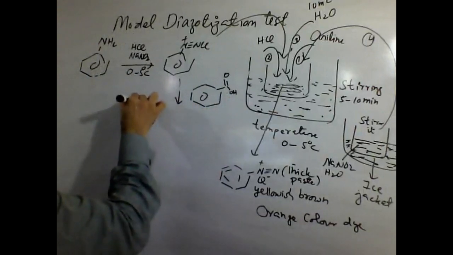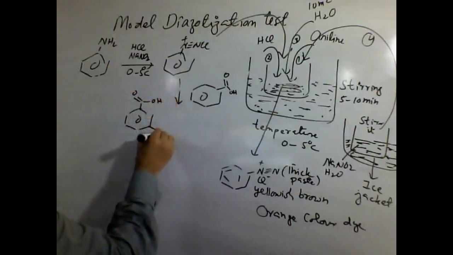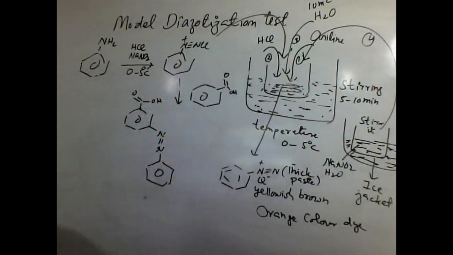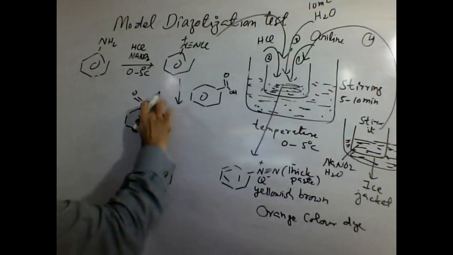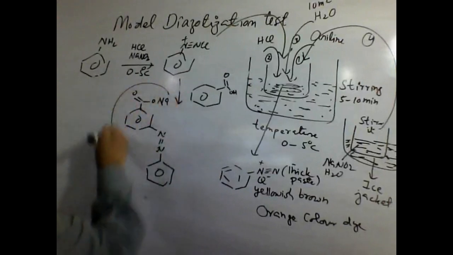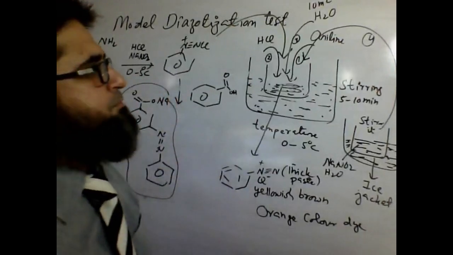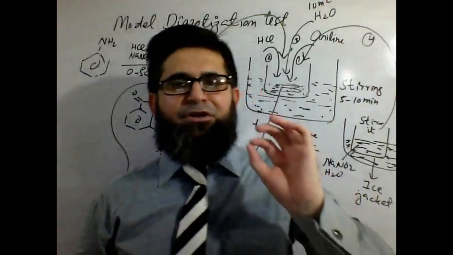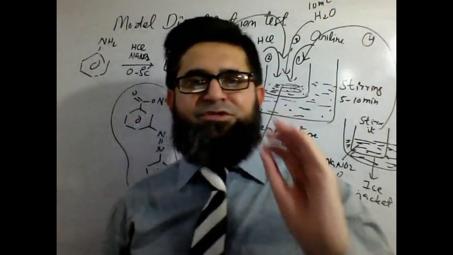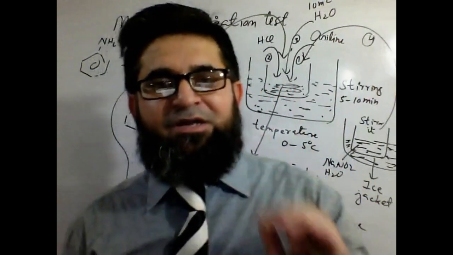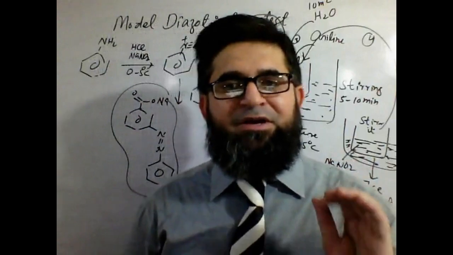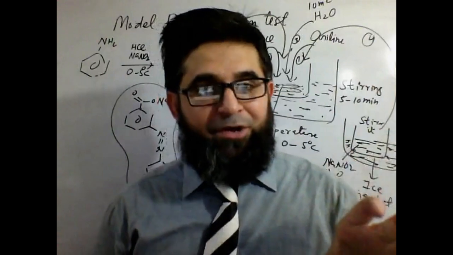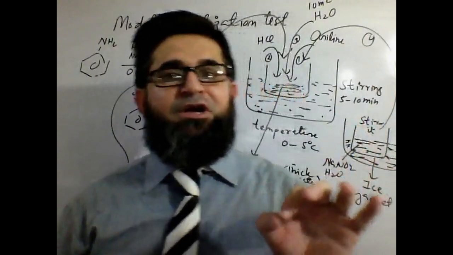So one can produce an azo dye having an azo substituent on the meta position. Again, it will be converted into a salt, so it will be a dye. So this is how the diazotization test basically converts amines into diazonium salts, which further react or couple with aromatic rings under electrophilic substitution and give colored products. Those colored salts become azo dyes.